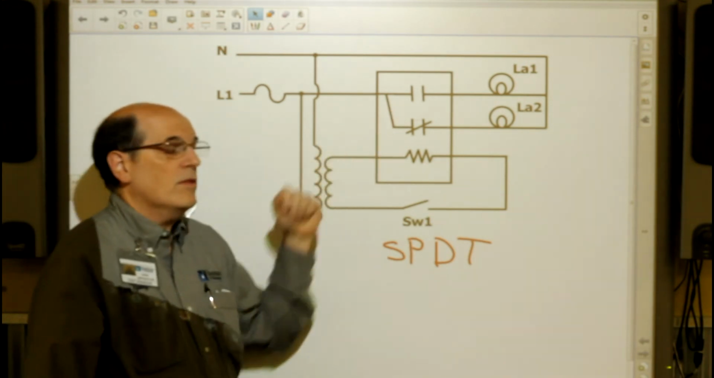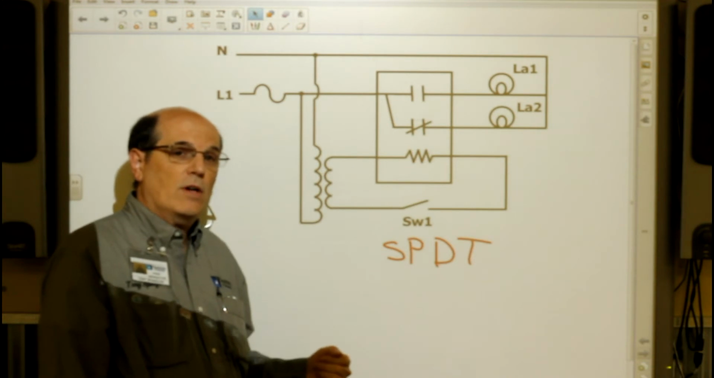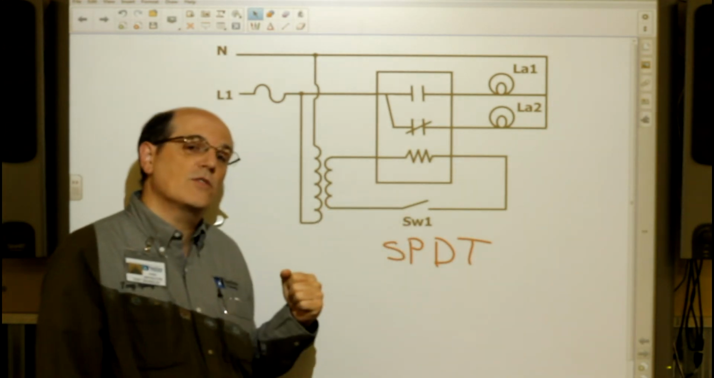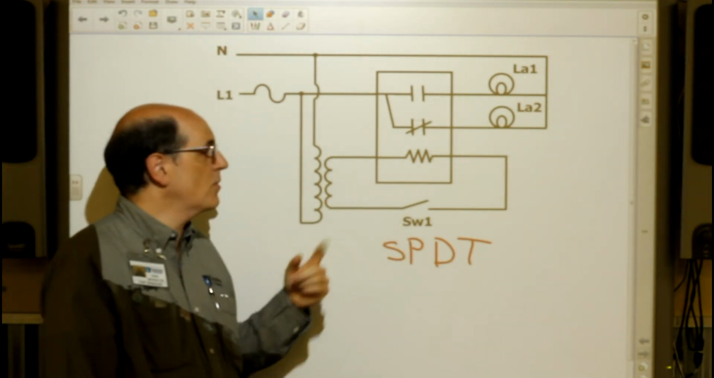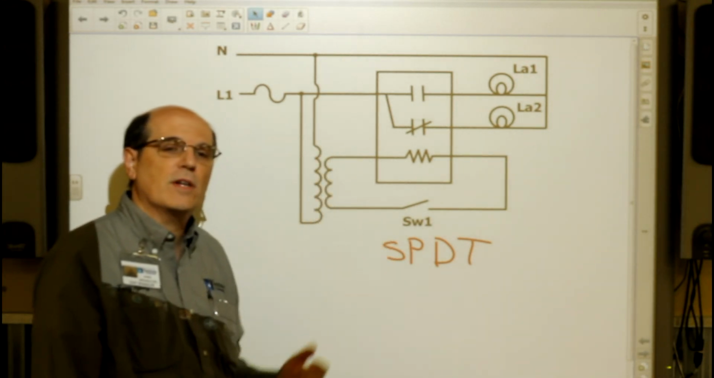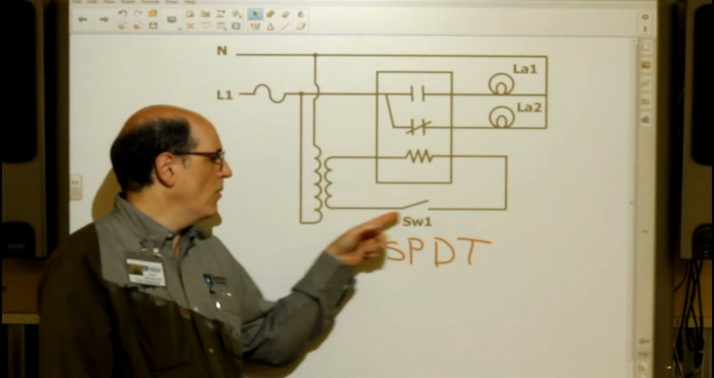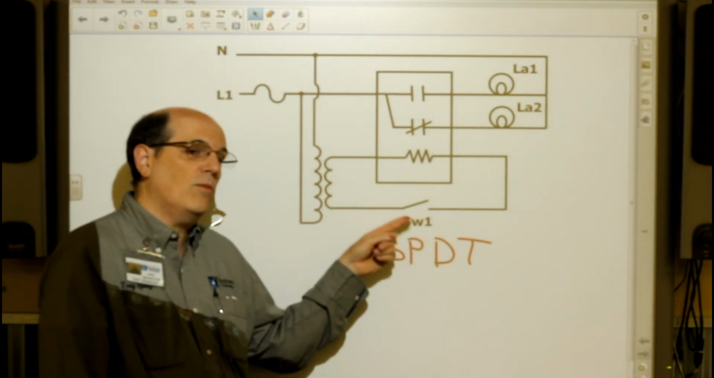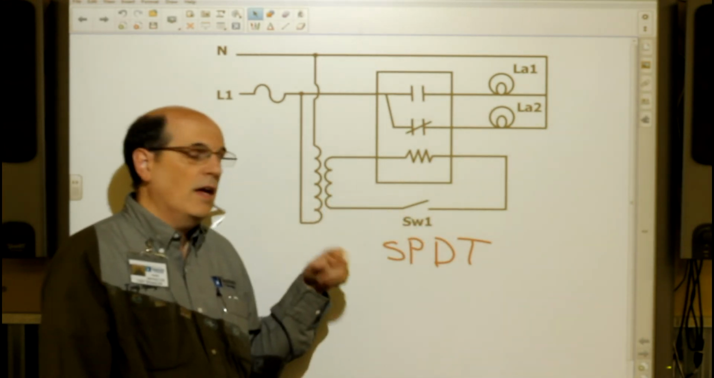To make this particular relay work, the coil voltage for this is 24 volts. We're going to use a transformer to step down the voltage from 115 down to about 25, 26 volts. We'll have a switch so we can control when we turn that on and off.